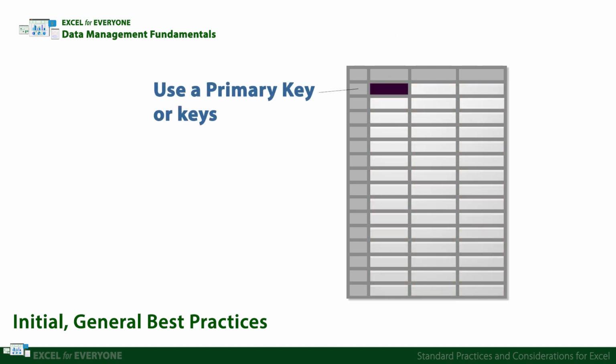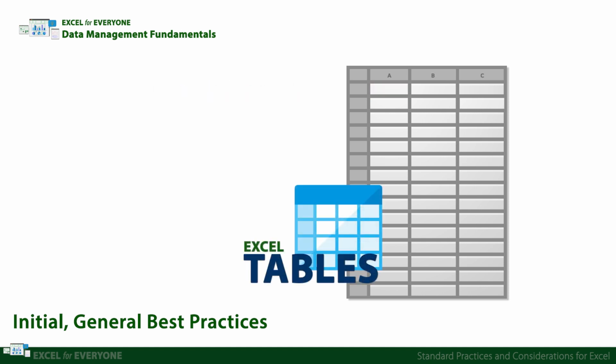Get into the practice of using what is called a primary key or key column. This is database terminology that refers to a column or columns used to uniquely identify records or rows. Although not a rule, it's a standard practice to use the first column for this purpose. The key column holds some unique identifier. When possible, use Excel tables instead of ranges. We'll talk more about it in an upcoming lesson.